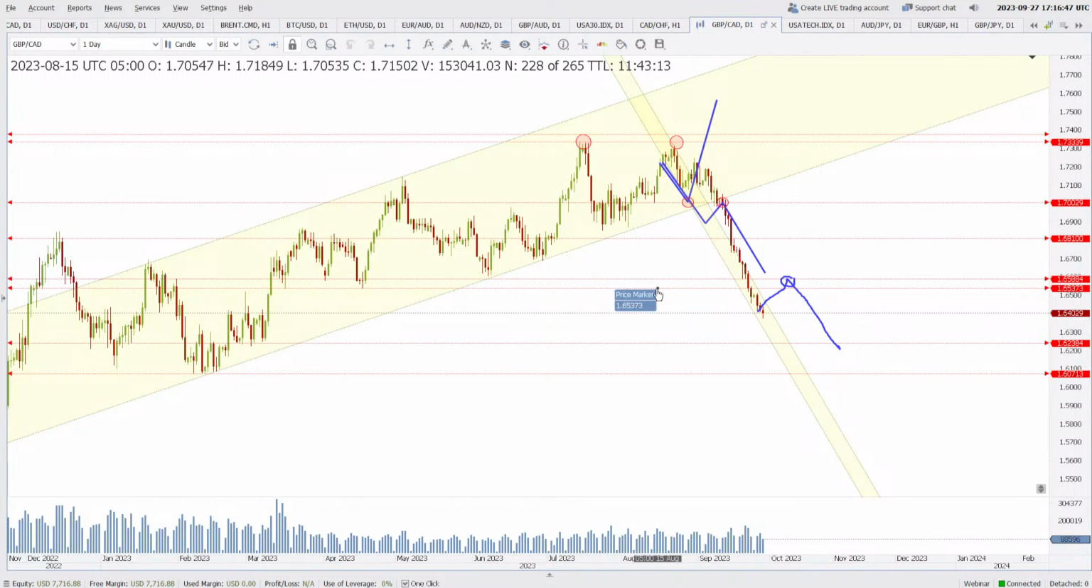GBP CAD, being very bearish, has taken some support around 1.6400 levels, although I'm expecting a support at around 1.6238 here and the resistance at around 1.6537. So the price is in between. It is not at the support, not at the resistance. Somehow, for some reason, the price is stalling today.